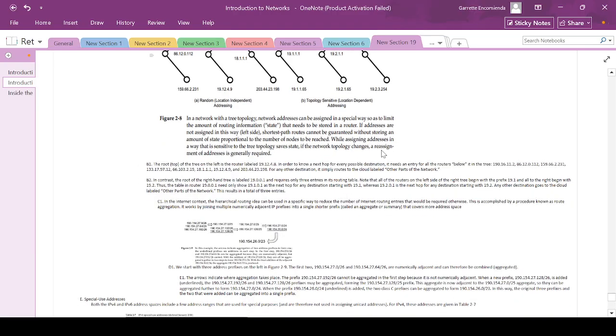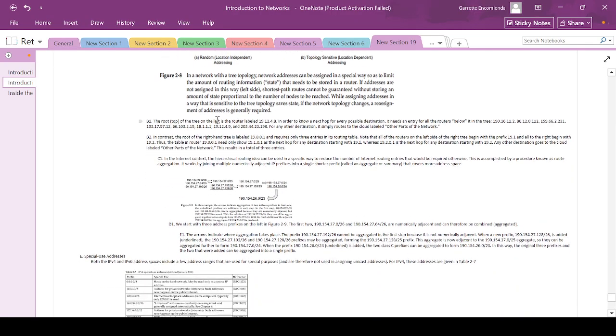While assigning addresses in a way that is sensitive to the tree topology saves state, if the network topology changes, reassignment of addresses is generally required. While it is more efficient in saving state, if the network topology changes, a reassignment of addresses is generally required.